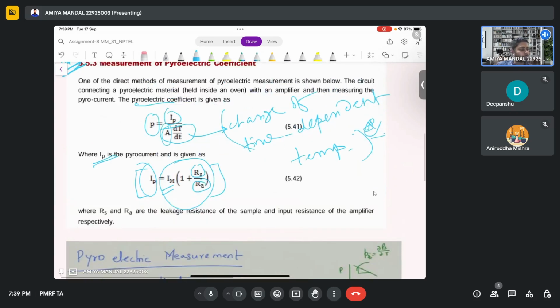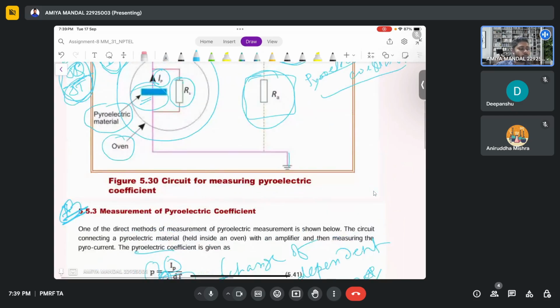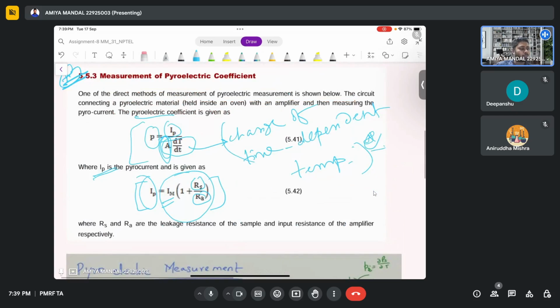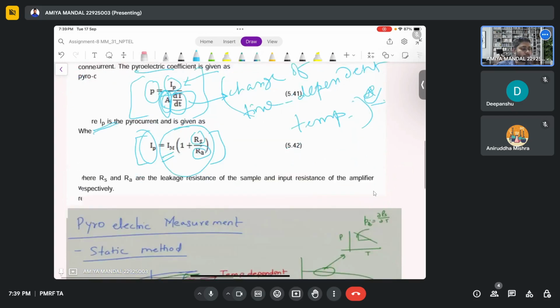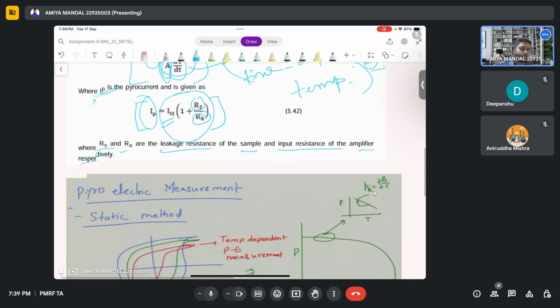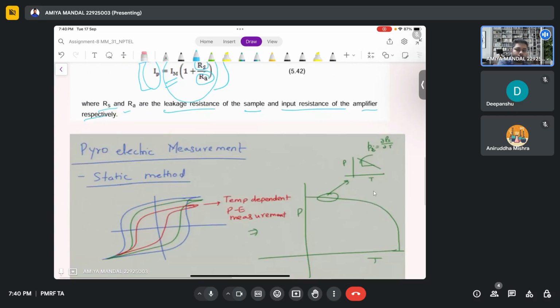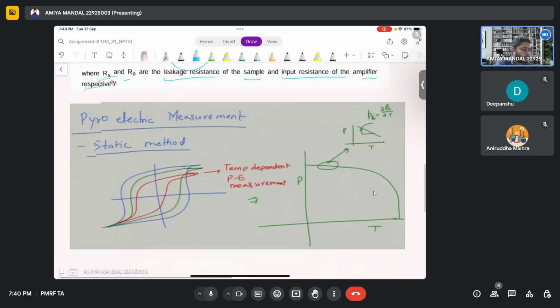Just measure the area of this pellet, and you can easily find the pyroelectric coefficient after applying all the values of IP, A, and dT/dt. Okay. So RS and RA are the leakage resistance of the sample and the input resistance of the amplifier. They are known values. You have to apply a certain resistance in the amplifier, and the leakage resistance is also measured by the instrument.